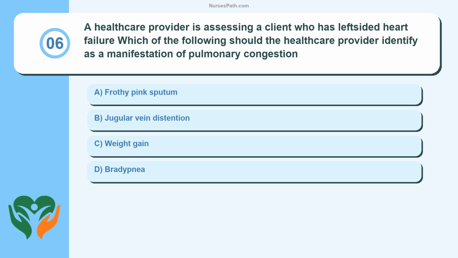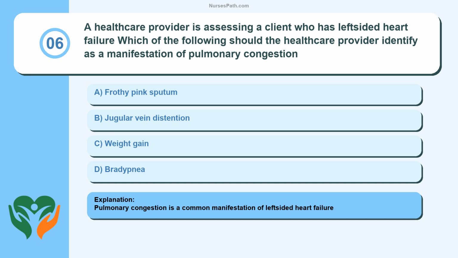Question 6. A healthcare provider is assessing a client who has left-sided heart failure. Which of the following should the healthcare provider identify as a manifestation of pulmonary congestion? Frothy pink sputum, jugular vein distension, weight gain, bradypnea. Pulmonary congestion is a common manifestation of left-sided heart failure.